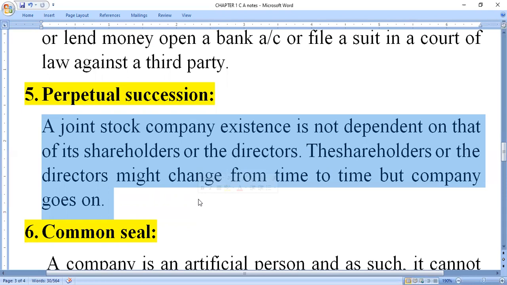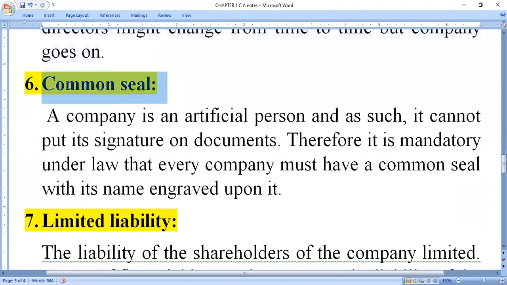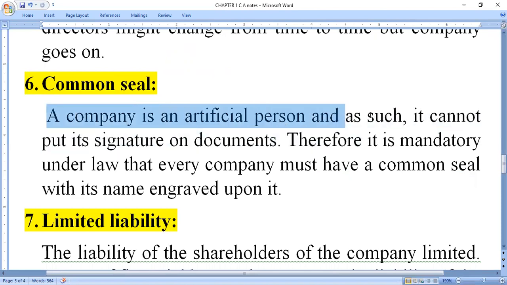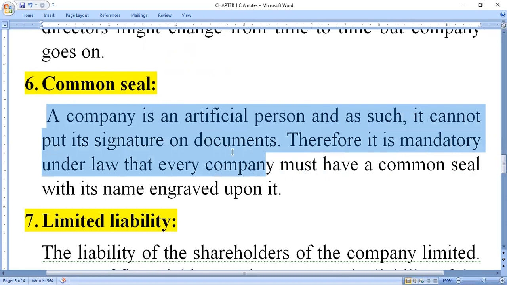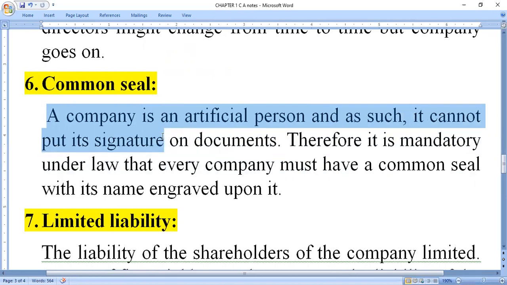And the next characteristic feature is the common seal. Here, what this characteristic feature tells us is that a company is an artificial person, and as such it cannot put its signature. This is a very, very important point to keep in mind. Your company cannot put its signature on documents. Therefore, the company is represented with the common seal, which represents the company's name and address.